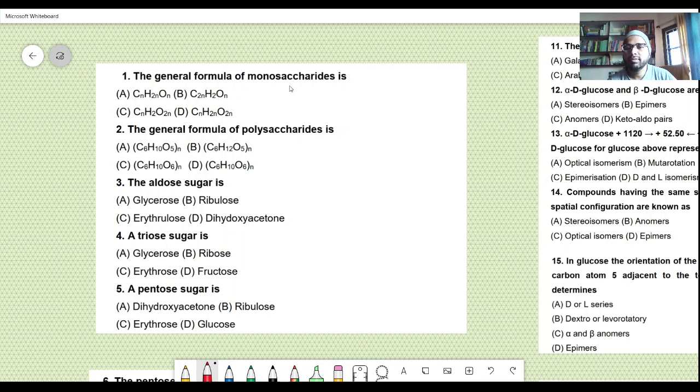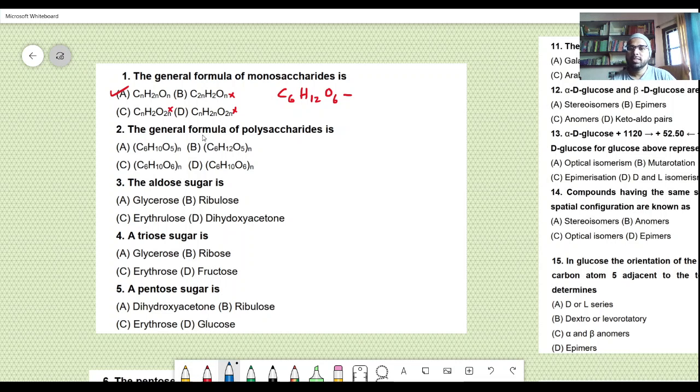The first one: the general formula of monosaccharides is CnH2nOn. Suppose you have C6H12O6, this is the general formula of a monosaccharide, within which we have glucose and several isomers. If you put it like C12H2n and On, this all becomes wrong. This is also wrong, and this is also wrong. So the general formula is A.